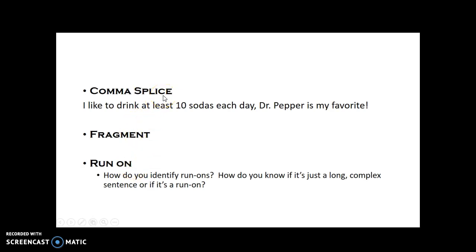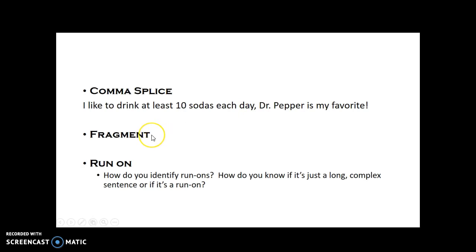Comma splice might be the one that's least familiar, and a comma splice is when a writer tries to combine 2 sentences together with just a comma. So both sides of the comma could be a sentence all on their own. And instead of using a comma and conjunction or a semicolon, the student just uses the comma, and that's a mistake. It's called a comma splice, and it's really common. So we're going to be dealing with that this year.